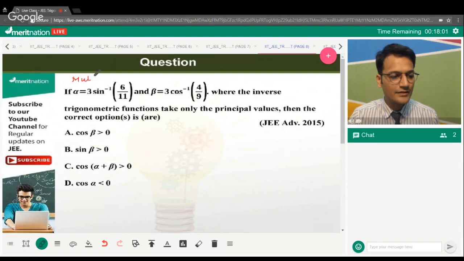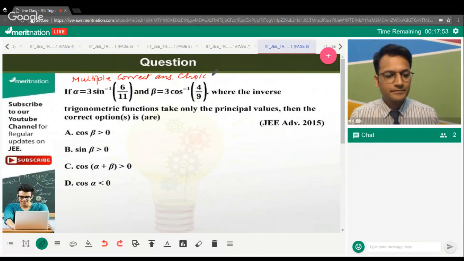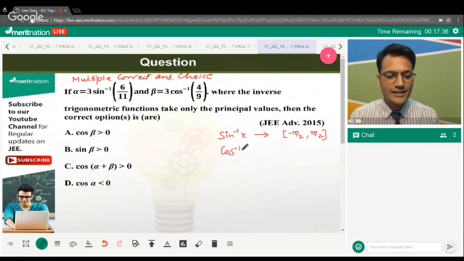Read the question first. It says, alpha is this, beta is this, where the inverse trigonometric functions take only principal values. So I hope you remember, the principal value of sine inverse x is from minus pi by 2 to pi by 2, and the principal value of cos inverse x is from 0 to pi.